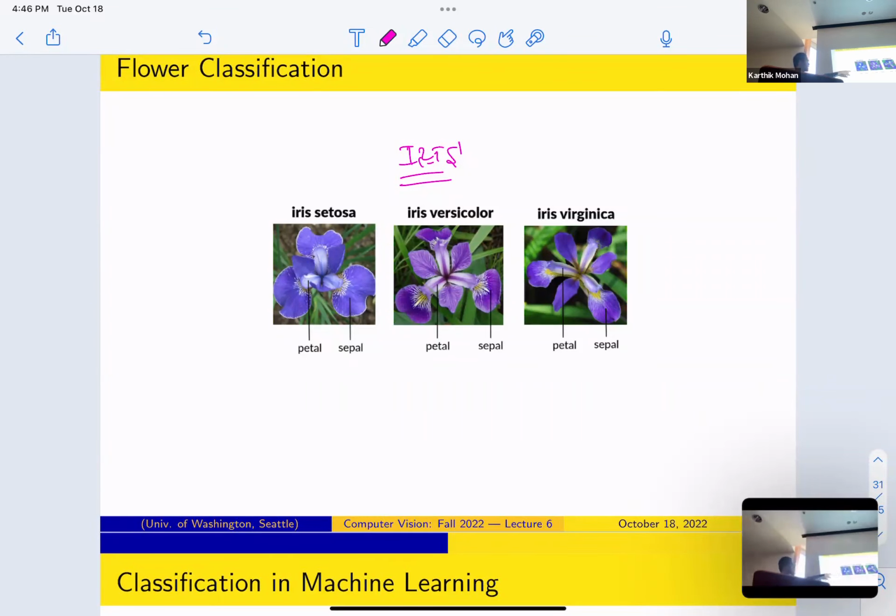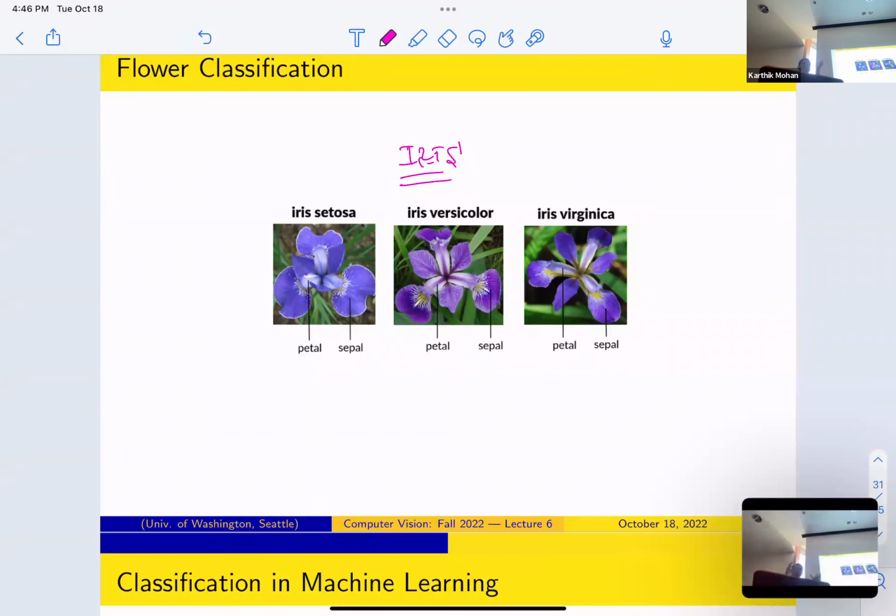If you notice, this is called the petal, right? And this is the sepal. You can see this petal and sepal look different in the subspecies, right? For instance, this has a wider, more circular petal. This has a longer petal, or this is a shorter petal. Some of them have a longer sepal, some of them have a shorter sepal.